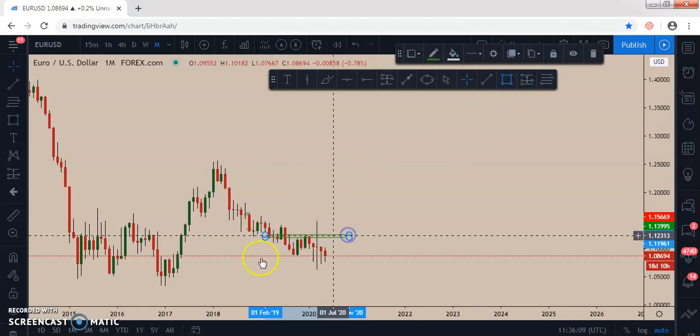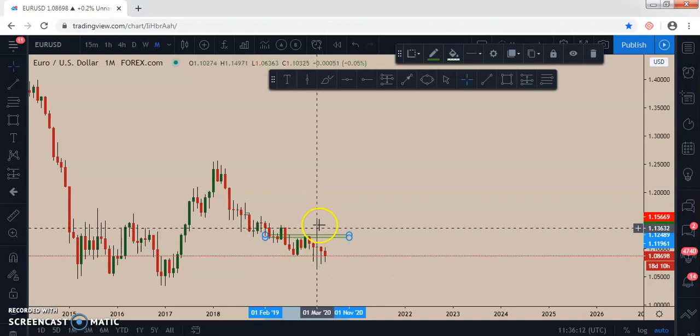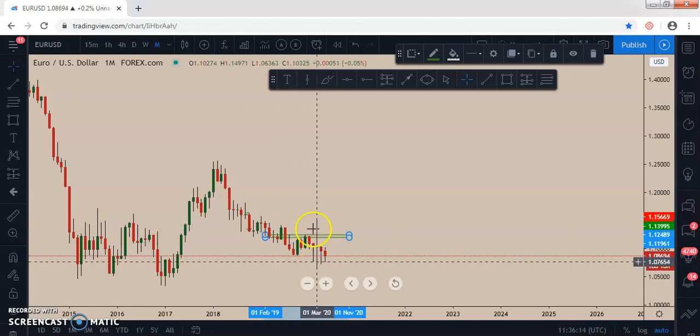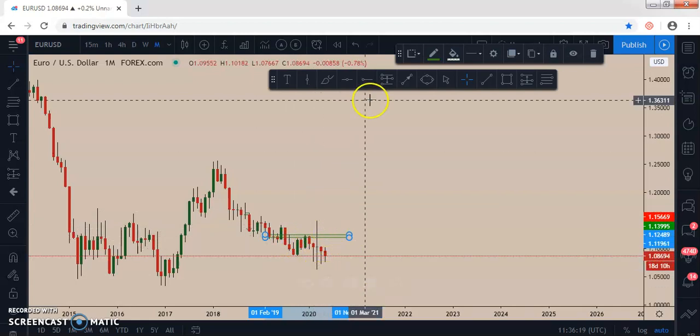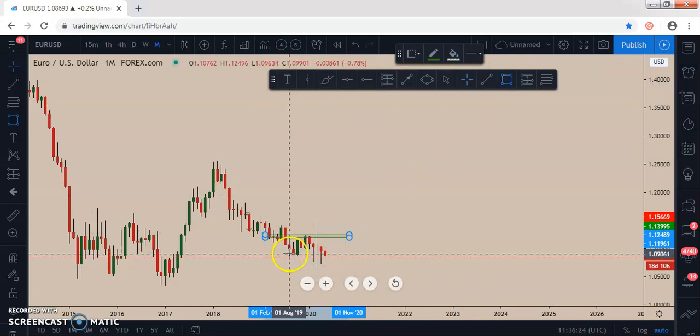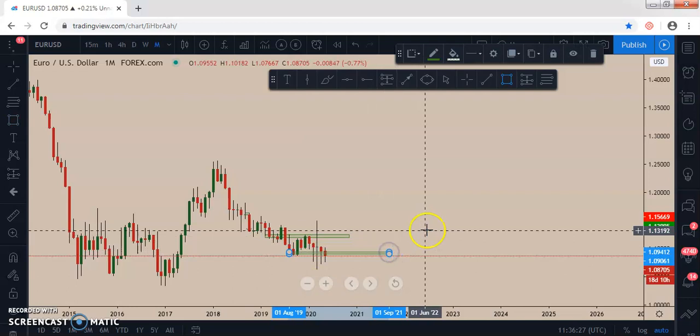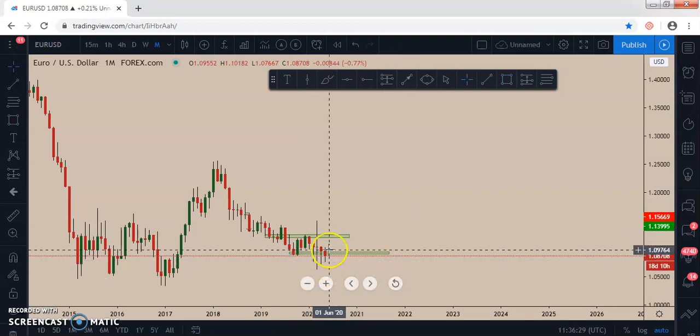As you can see, this is a structure level. It broke it to the downside, retested it with a hunt stop loss. This candle was used to hunt stop loss, and as you can see, after retesting it, the market started moving to the downside, and the market is currently breaking another structure level, which it will come back to retest after breaking it. But right now the market is in a downtrend.